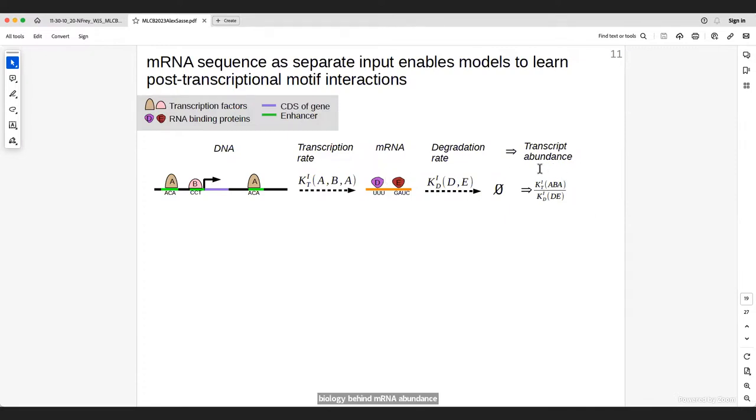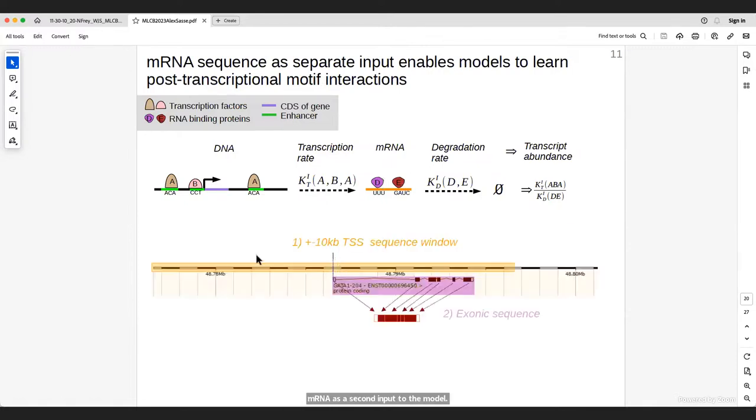And as a simple model, it's basically just the fraction between the transcription rate and the degradation rate. However, we know that the degradation rate is influenced by factors that bind to the mRNA, for example, RNA binding proteins or microRNAs that bind in a sequence-specific manner, similar to transcription factors. And so it just felt natural to use mRNA as a second input to the model to model these effects. What we usually use is basically this yellow part here, the sequence around the TSS of this gene here, GATA1, for example.